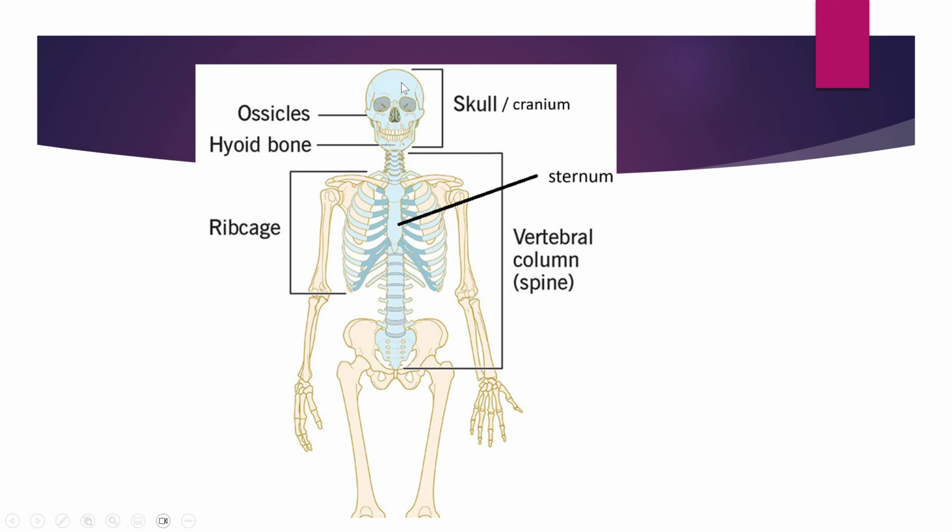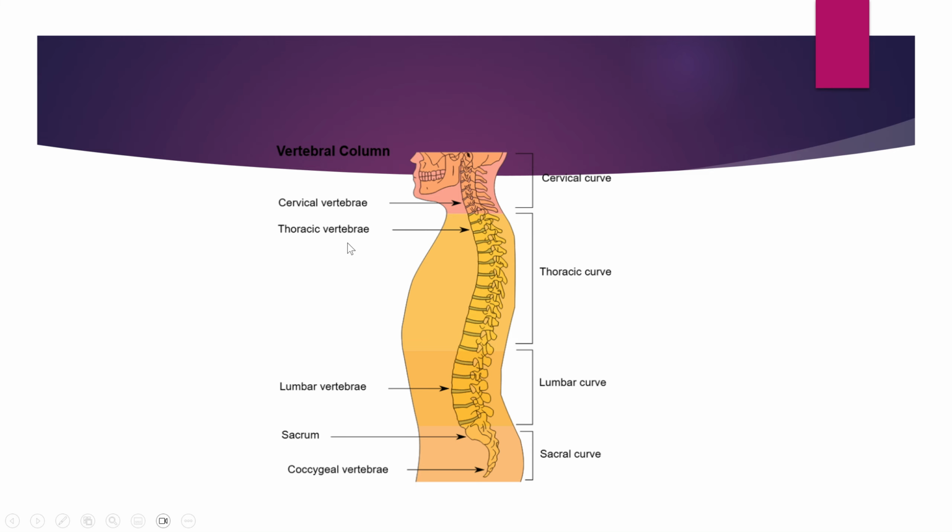Looking a bit more closely at the axial skeleton, you've got the skull, ossicles, hyoid bone, sternum, vertebral column or spine, and the rib cage. So the vertebral column has the cervical curve, the thoracic curve, lumbar curve, sacral curve.